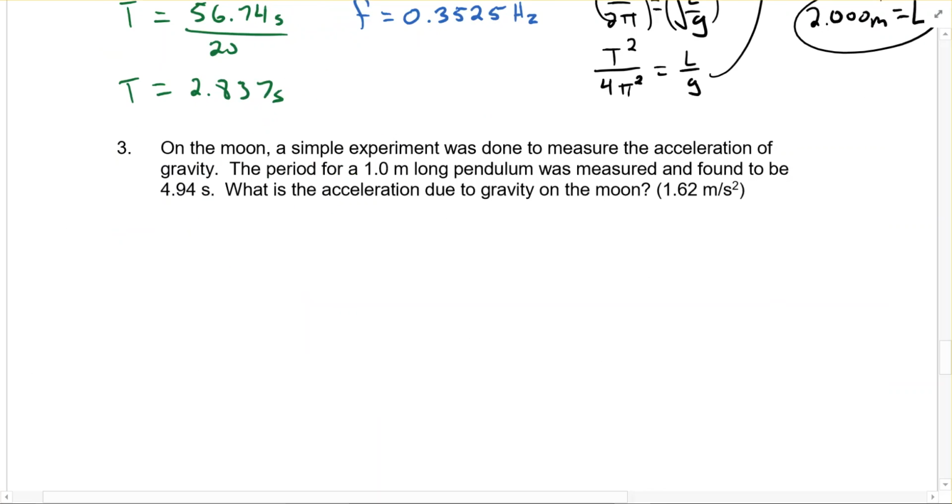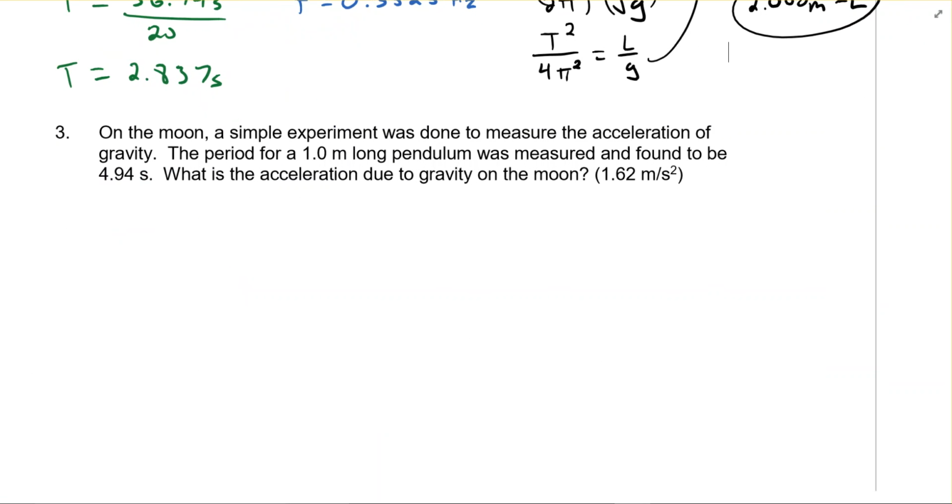All right, last one. On the moon, a simple experiment was done to measure the acceleration of gravity. The period for a 1 meter long pendulum was measured and found to be 4.94 seconds. What's the acceleration due to gravity on the moon? All right. So again, we're going to start off with T is equal to 2 pi times square root of L over G. And this time I'm looking for G like we did above.